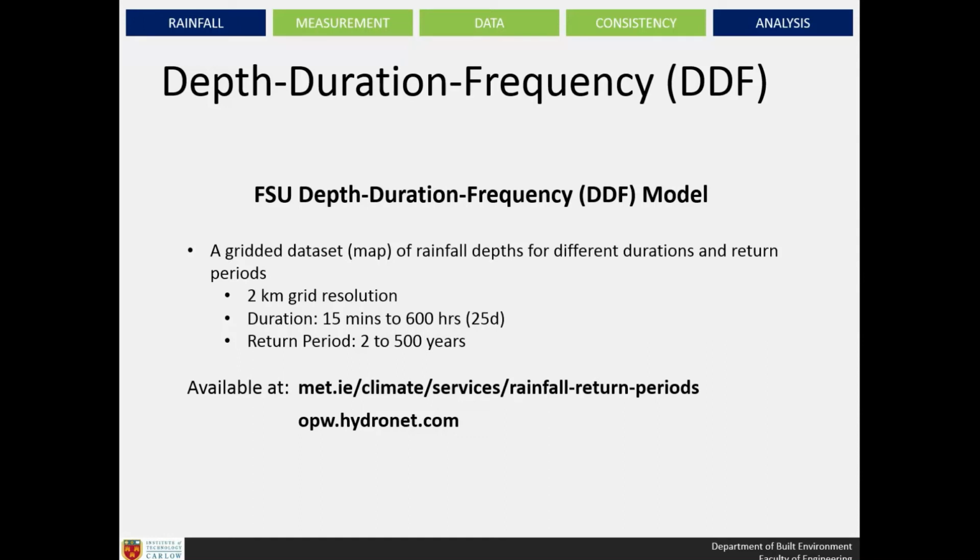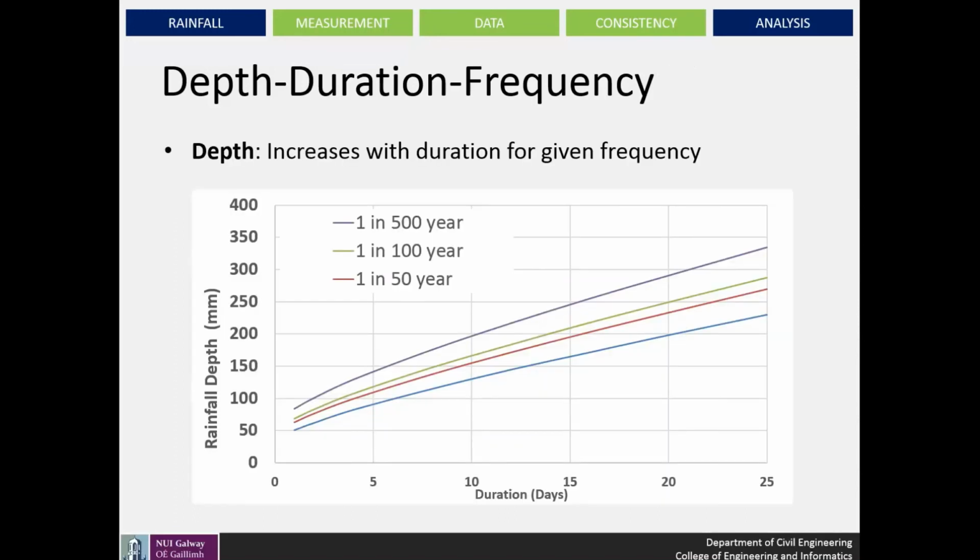So, for example, if you're looking at a 24-hour rainfall event, the OPW HydroNet portal will allow you to redistribute that, say, on an hourly basis, if you want a realistic distribution. If there was 50 mil in a day, it's not necessarily evenly distributed over the day. The portal allows you to come up with rainfall distributions.